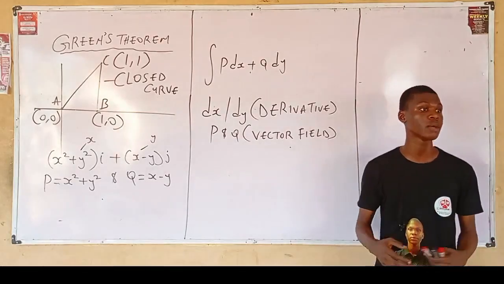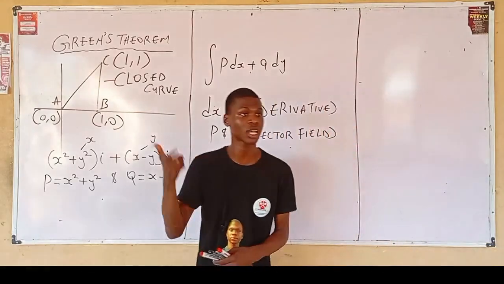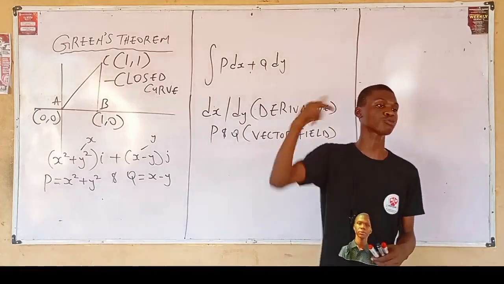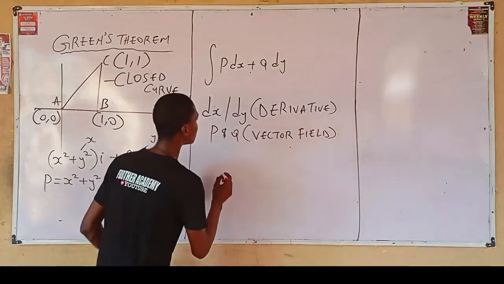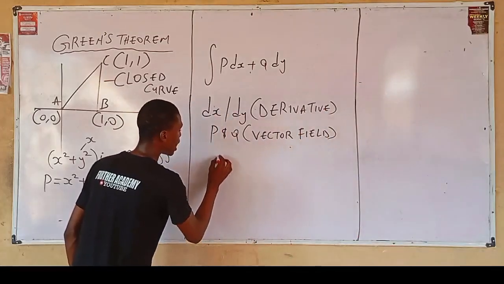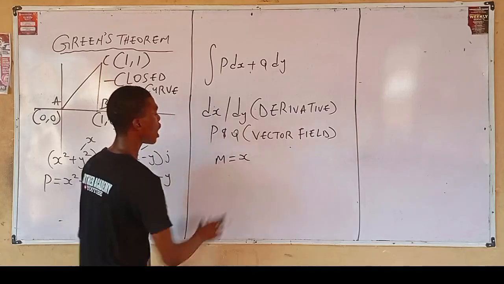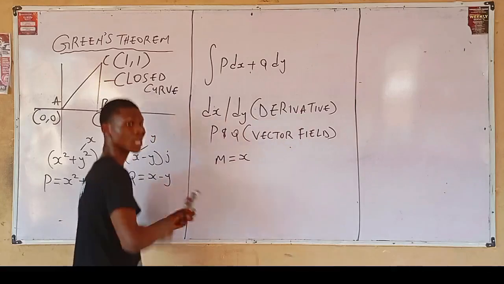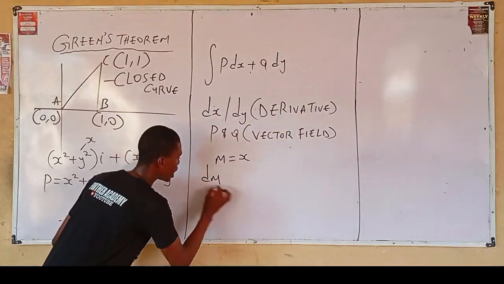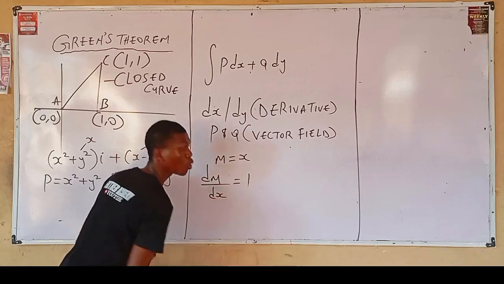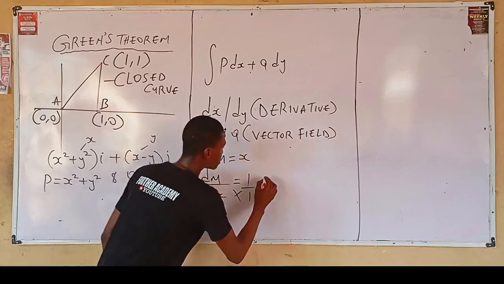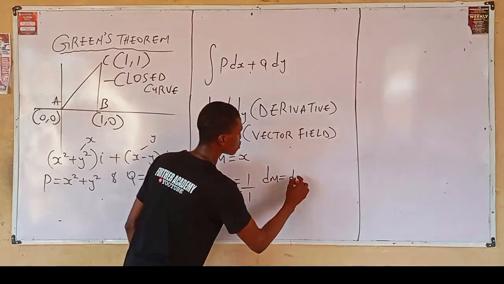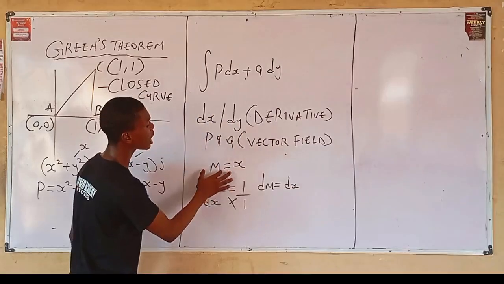Take note, in differentiation generally, before you can get a derivative, the function must have been given. Meaning I'm differentiating a particular function. Let's say you are given that m is equal to x. From here, differentiate. Meaning you are differentiating m with respect to what? x. That is, I have dm over dx to be what? 1. Cross multiply. What this means is that dm is equal to what? dx.